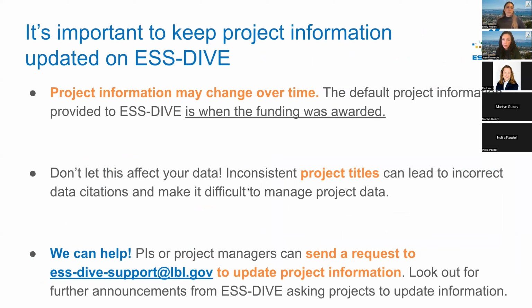We at this point have a controlled list of all of the projects that are supported by ESS-DIVE. I think we have over 400 projects now that are part of ESS-DIVE, and those include the 4 Urban IFL projects. We do know that sometimes project information can change over time, and we just want to let you know that the default project information provided to ESS-DIVE when the funding was awarded is what we have as a default in our project list in the database. So if you, for any reason, need to make changes to your project information or your project title, you would need to send a support email to us to arrange for that.